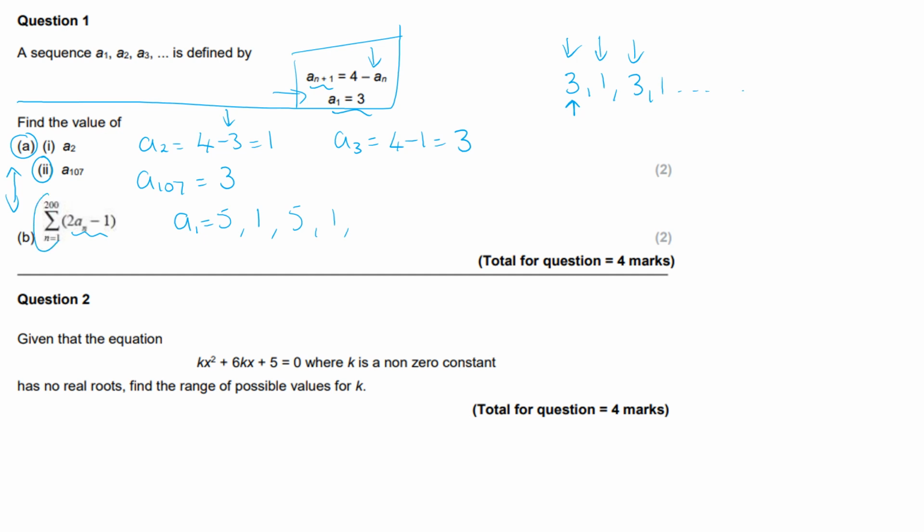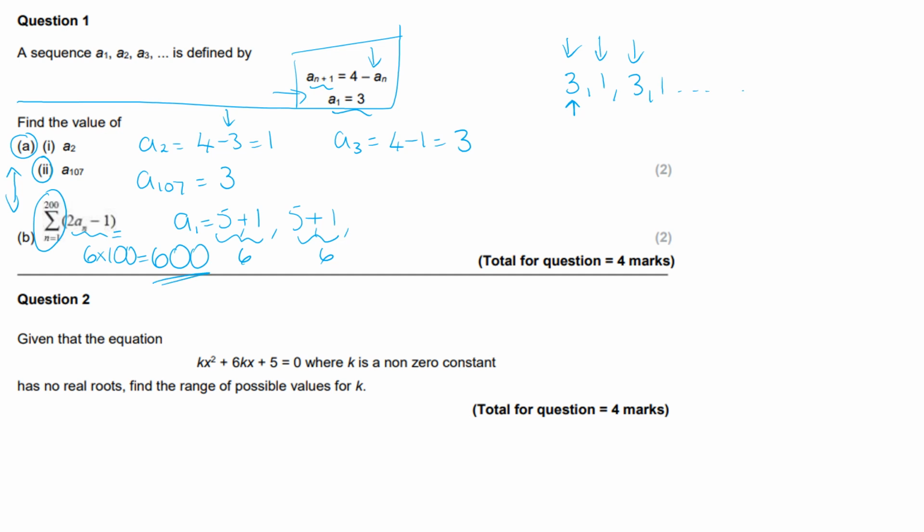So if we want to sum up 200 terms, every 2 terms, if we add them together, comes to 6. So we are going to have 100 pairs of 6. So the sum is just going to equal 6 times 100, which is equal to 600 as our answer.